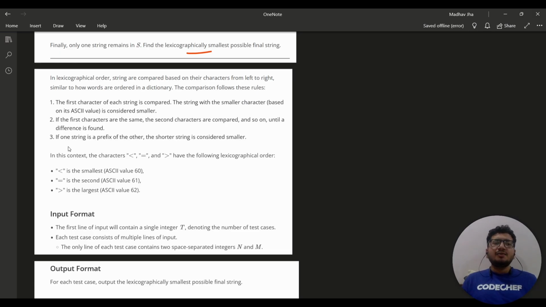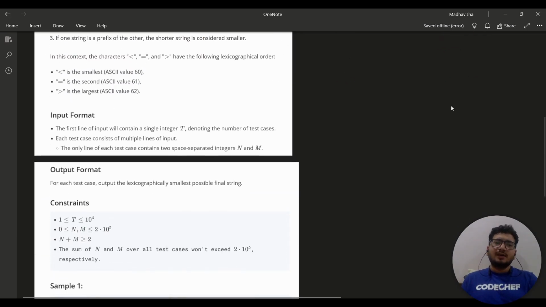At the end, if one of the strings is a prefix of the other, the shorter one is going to be considered smaller. So, if we have something like this, comparing the greater sign with lots of smaller signs, since the first character we are comparing is greater here, we'll say that this is lexicographically greater than this. I hope you get the point.